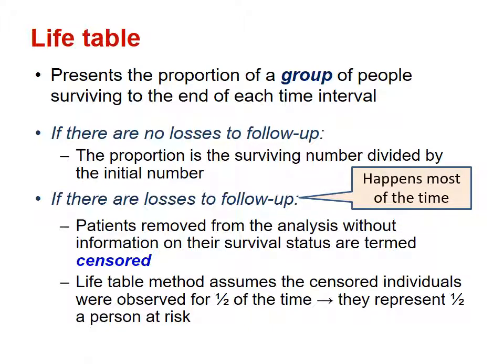Patients removed from the analysis without information on their survival status are termed censored. When there are losses to follow-up, the life table method assumes the censored individuals were observed for half of the time, and they represent half a person at risk. Let us have a look at an example.